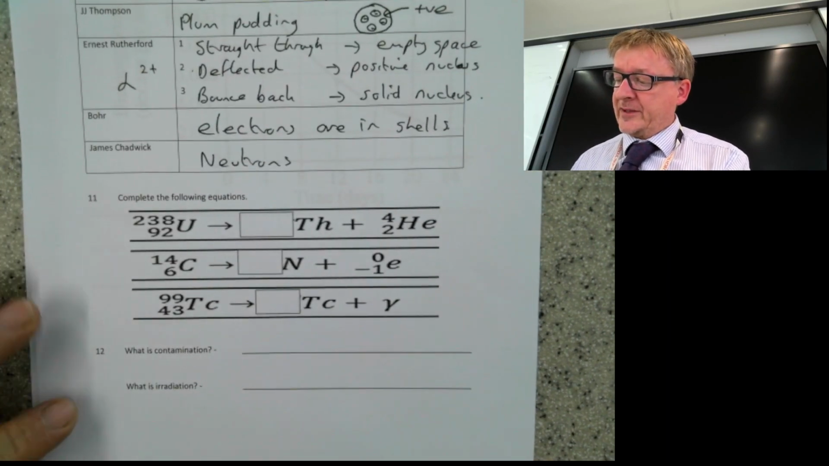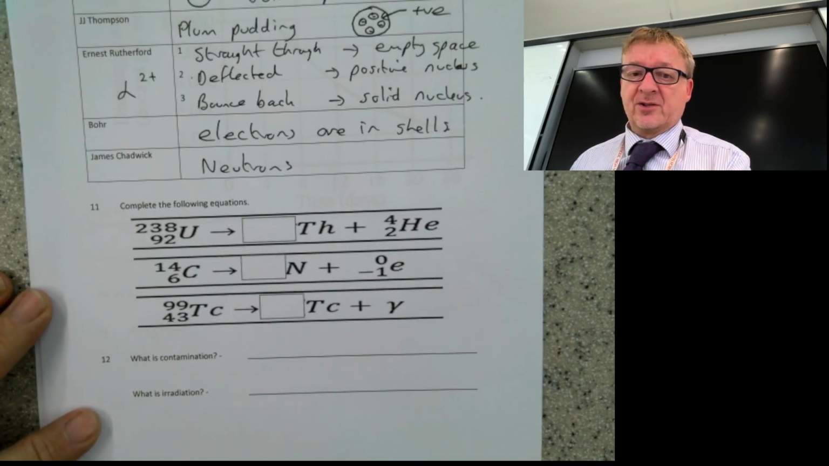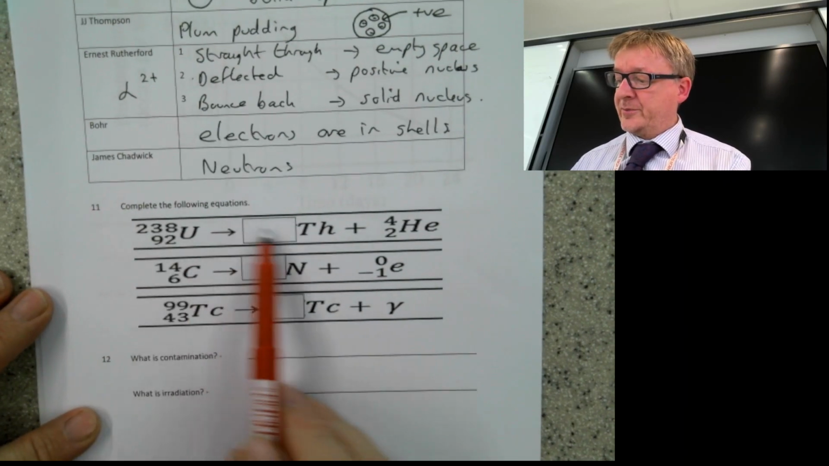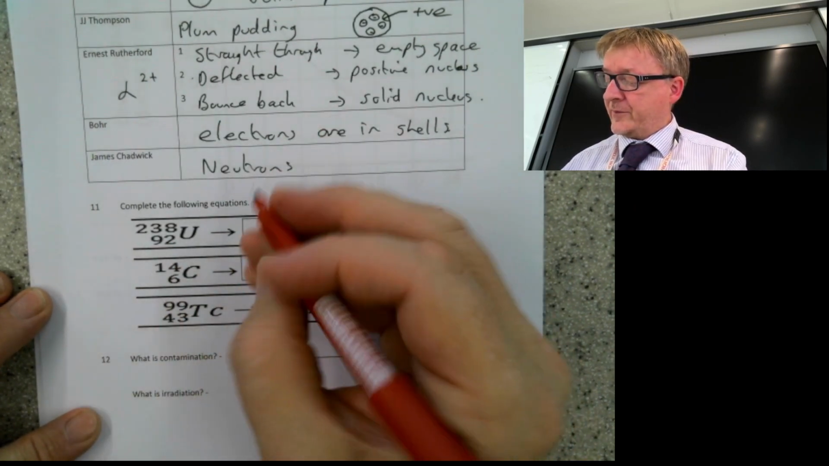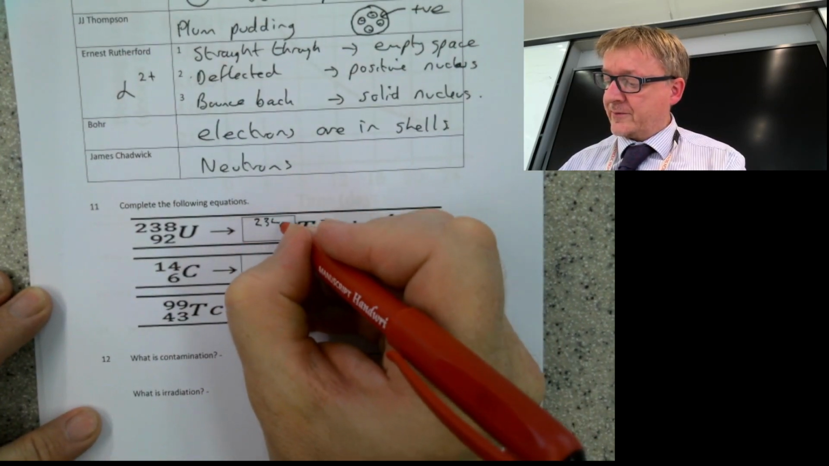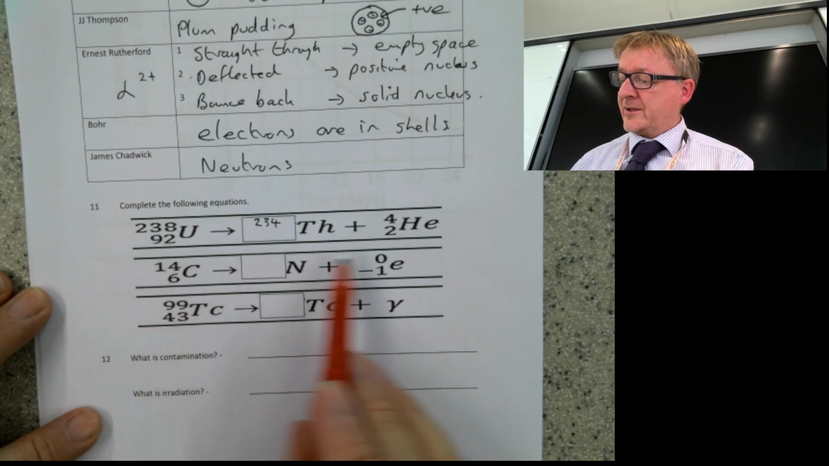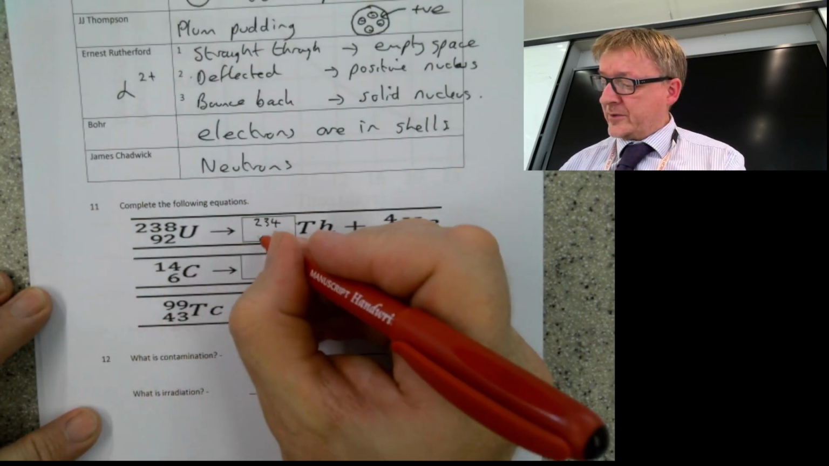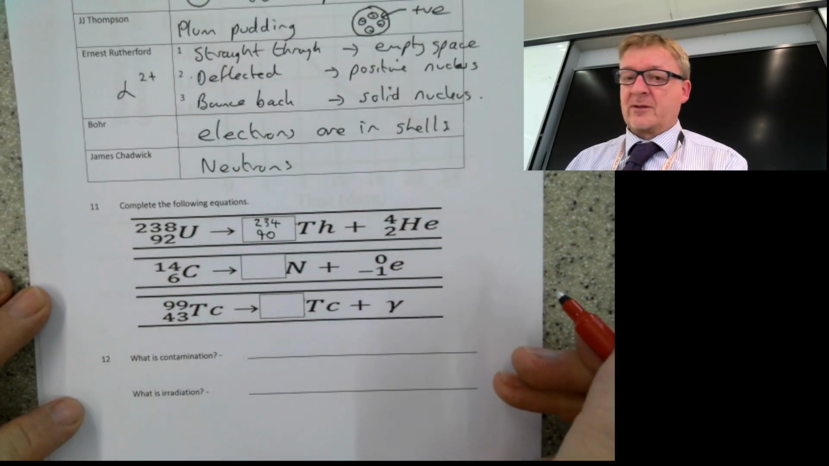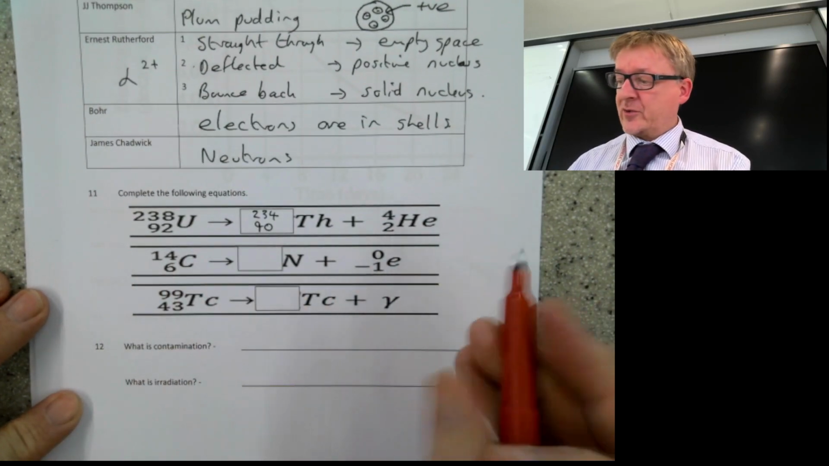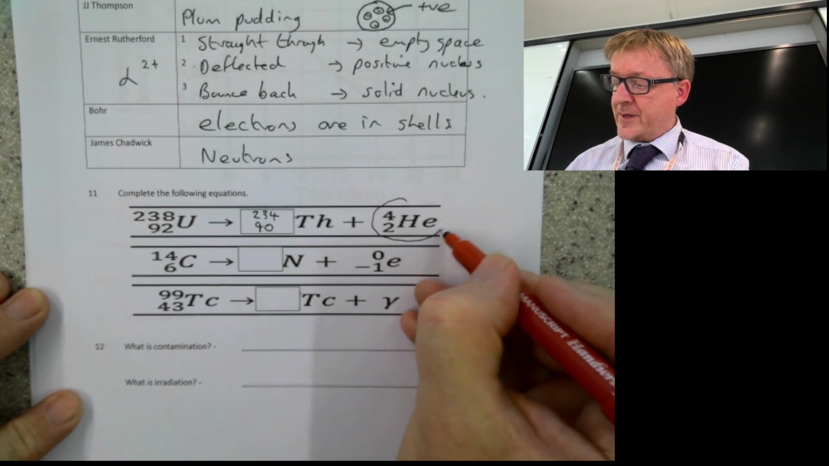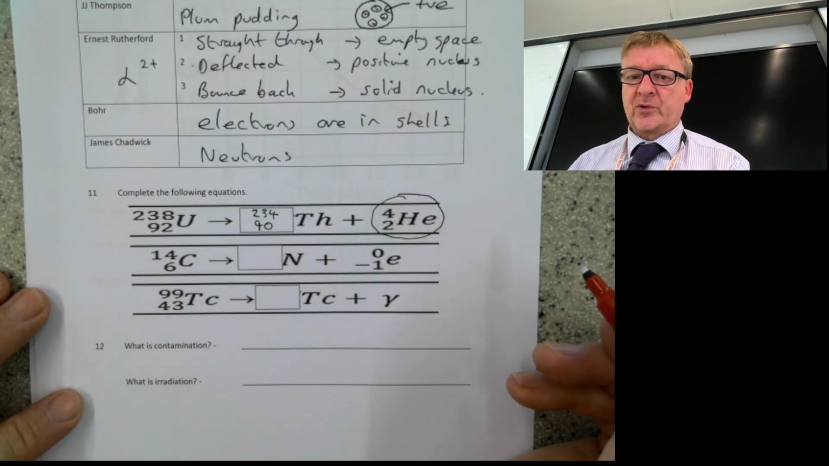Number 11, complete the following equations. Now this is just like straightforward maths. The top numbers have got to add up. So basically 238, take away 4, makes 234. 92 and 2, those numbers need to add up, is 90. But the most important thing about this, if ever you're given an equation like that and they talk about alpha, you have to remember that, 4,2He.